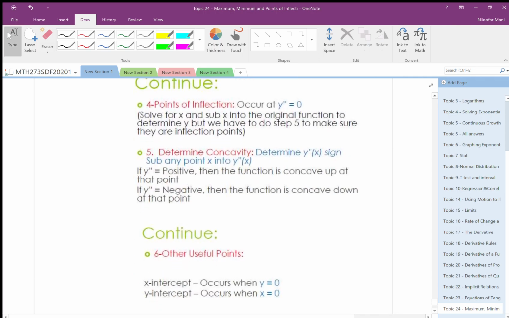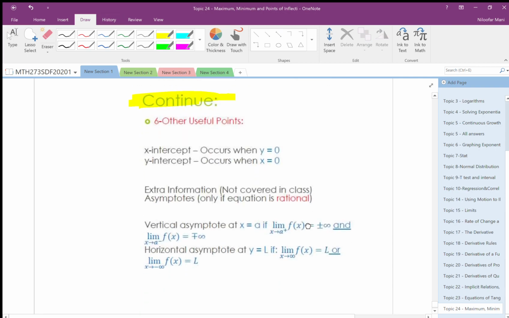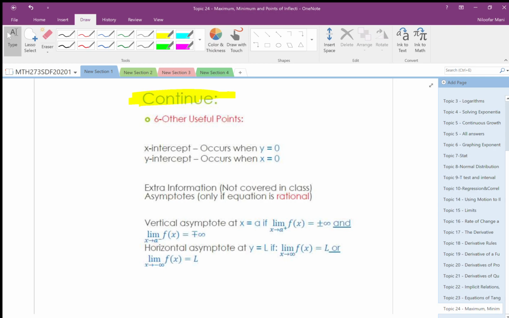Continue. Point of inflection. Point of inflection helps you to graph concave up or concave down, like a ball or like a hat. Okay, so concavity change helps for that. You need more information in order to graph your function very beautifully. X-intercept tells you where you touch the x-axis, and y-intercept tells you where the graph touches the y-axis.